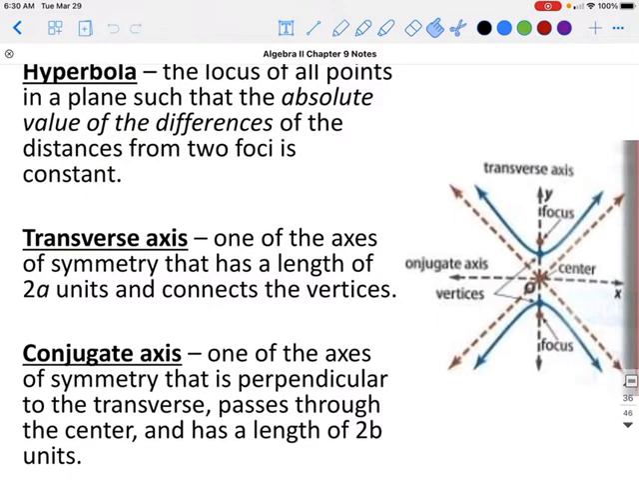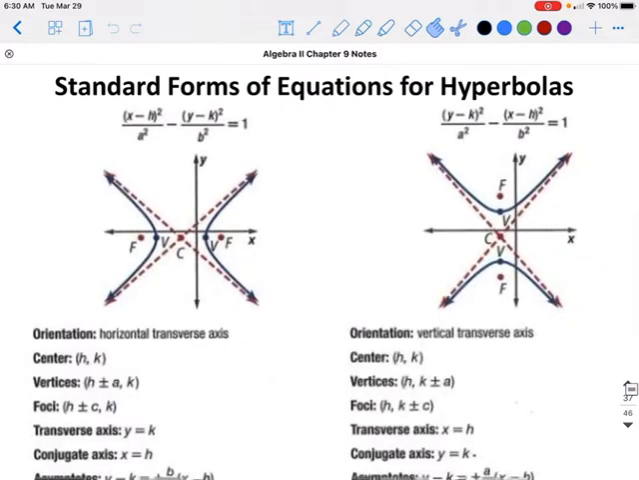The transverse axis is one of the axes of symmetry that has a length of 2a. The conjugate axis is another axis of symmetry that is perpendicular to the transverse. It passes through the center and it has a length of 2b units. Now we have two different standard forms of hyperbola again. If it opens horizontally, it's going to have your x that comes first, so it's going to be (x minus h) squared over a squared minus (y minus k) squared over b squared is equal to 1.